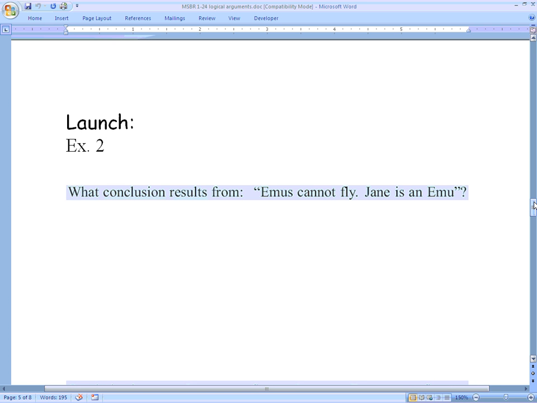So I'm starting with some words, and we're going to try to relate this. What conclusions can result from "emus can fly, Jane is an emu"? Well, those would both be premises. It's sort of like if you ever watch a legal show on television, the attorney might say something like, the suspect was at the scene of the crime and his fingerprints are on the weapon, therefore he is the assailant, or he is the murderer, something along those lines, where they make a bunch of statements and those statements then lead to this conclusion.